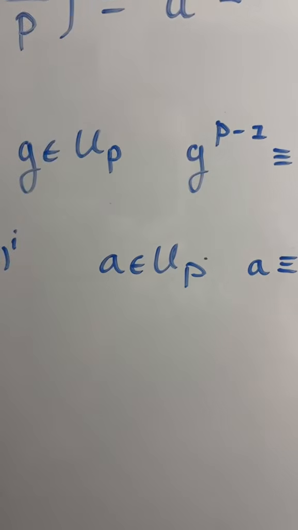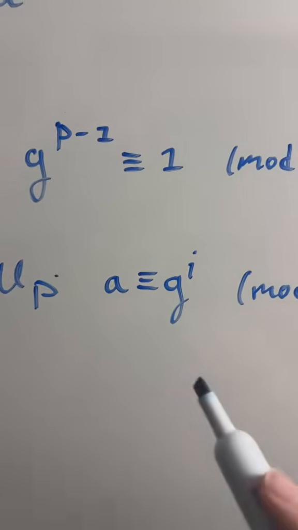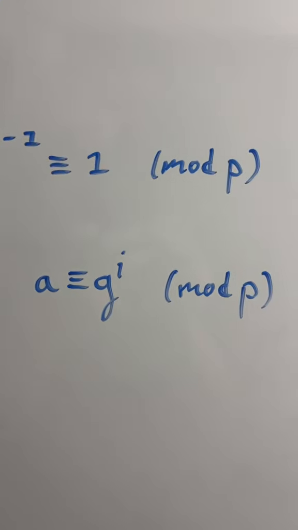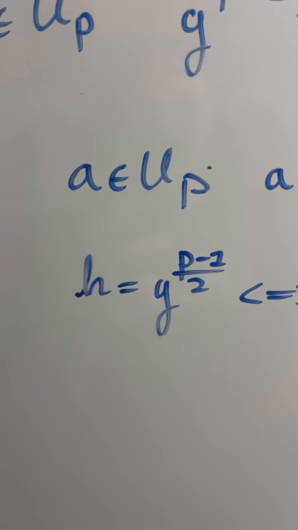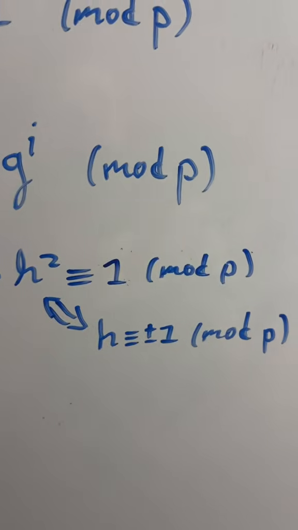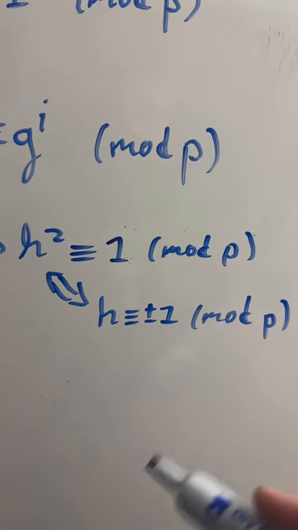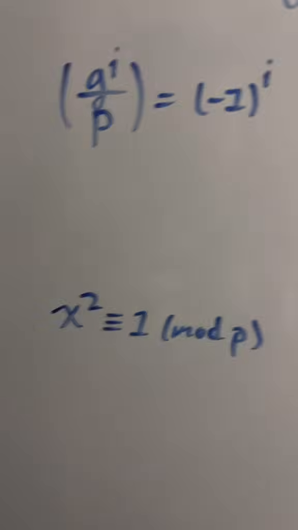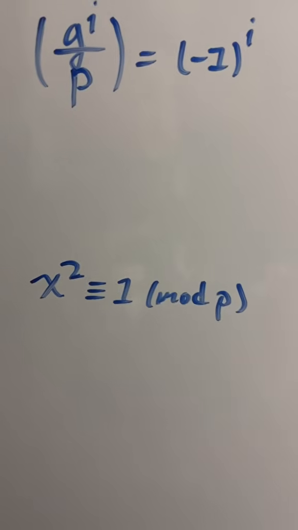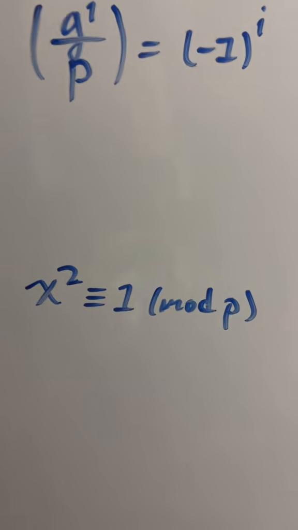So with that said, let's take a to be some unit mod p, and then take a to be equal to g raised to some power i. Let's let h be equal to g to the power (p minus 1) over 2, which means that h squared must be congruent to 1 by definition. This means that h must be congruent to plus or minus 1 mod p. That's because x squared congruent to 1 mod p has at most 2 solutions, and 1 and negative 1 are both solutions, therefore there can't be any more.